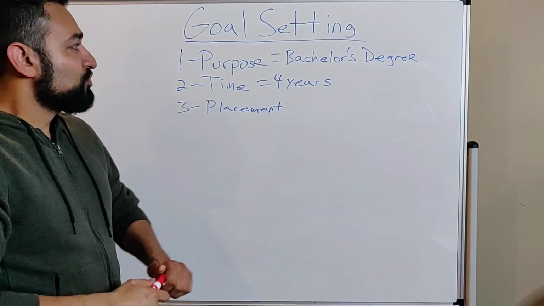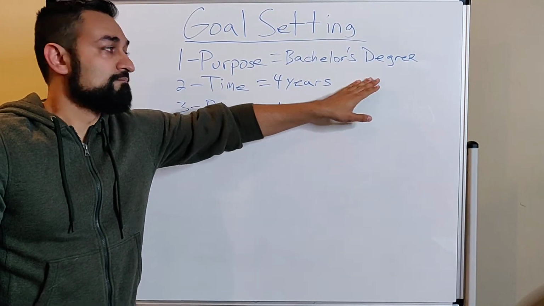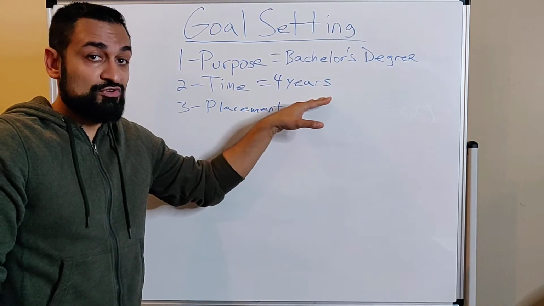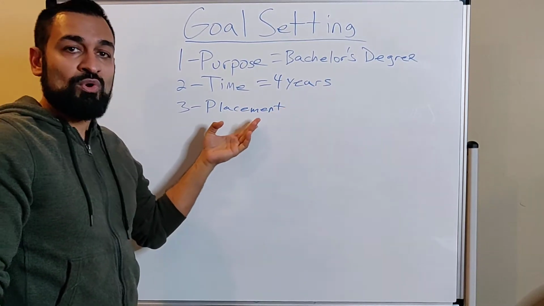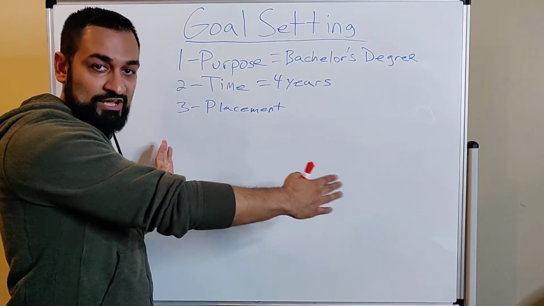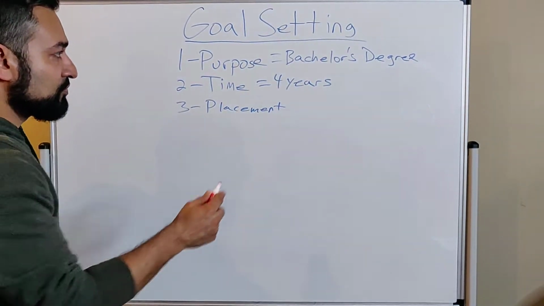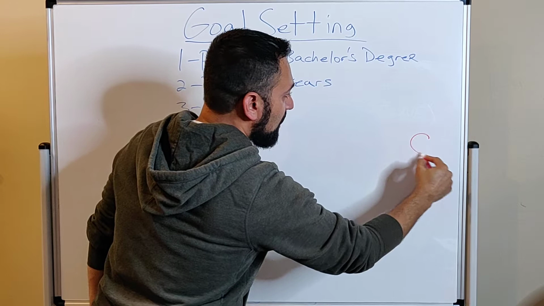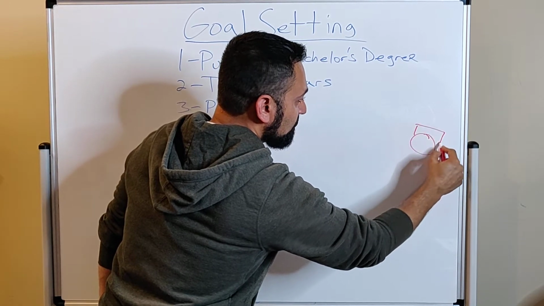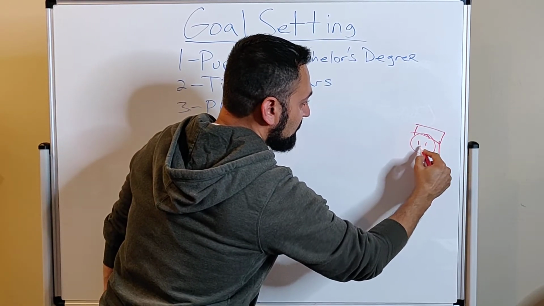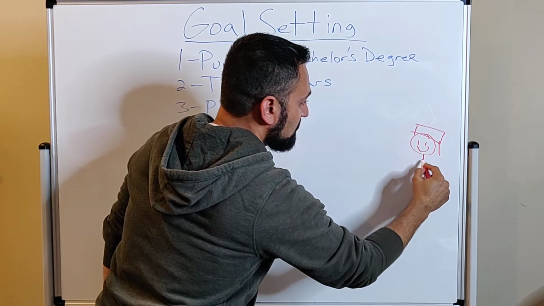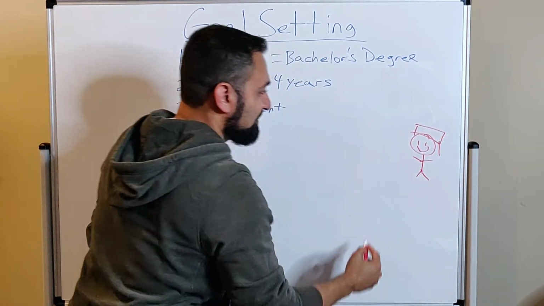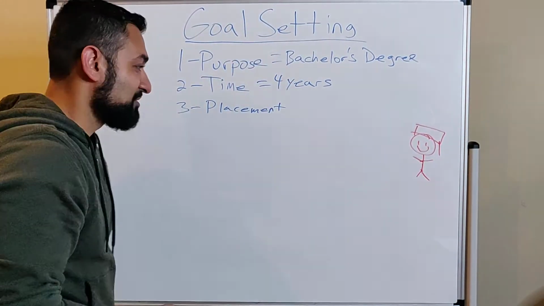So you want to achieve a bachelor's degree. You've identified it'll take you 4 years. Now where do I stand within that 4-year period, okay? So I want to just see where I am. I'm going to envision myself as a grad already. Okay, that's me. Okay, yay. All right, that's a really horrible drawing, by the way.